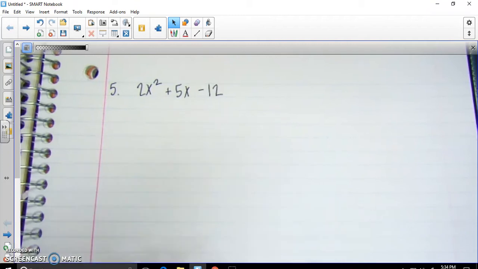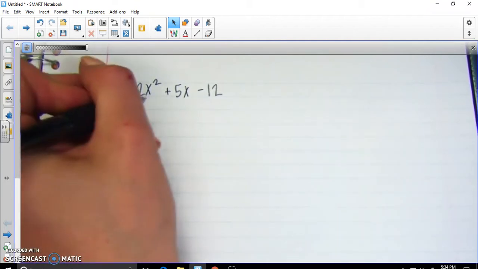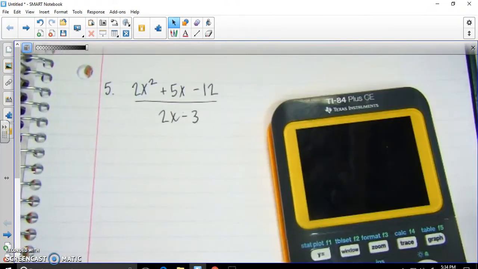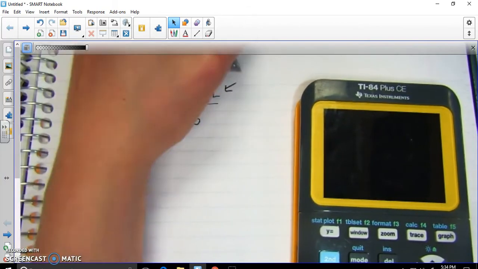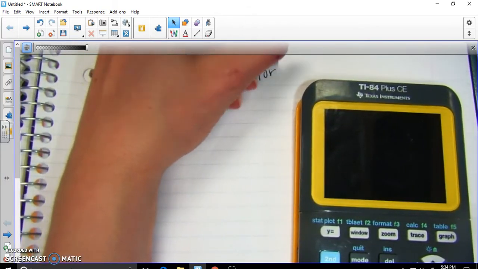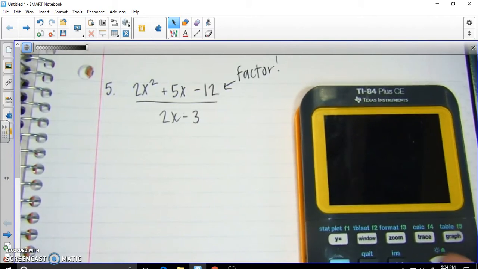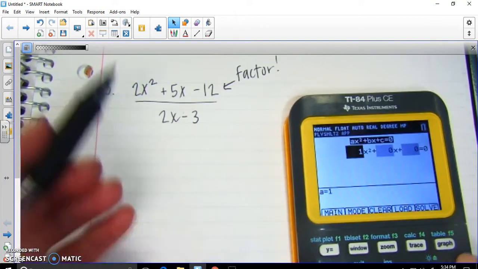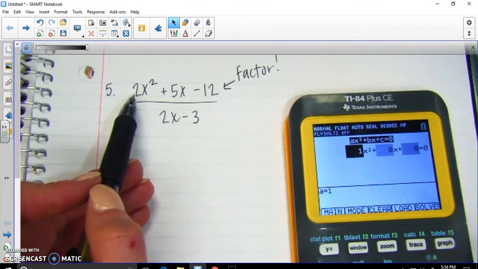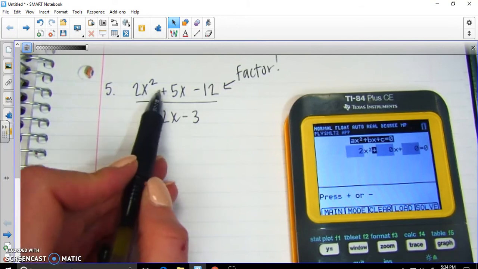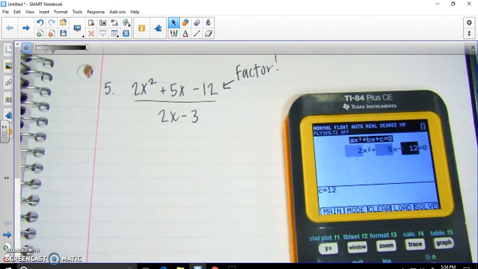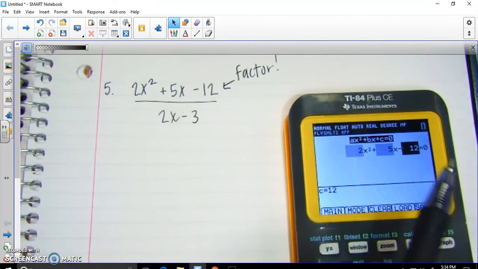No, there's not. But we can put this in our app. So there's the numerator, here's the denominator, 2x minus 3. So here's how we do this with the app. We're going to factor the top, just like we've been doing. So we go to our app, turn my calculator on. I'm going to clear my coefficients. In this case, I have a coefficient of 2 with x squared plus 5x minus 12. So let's make sure that's all set up correctly.